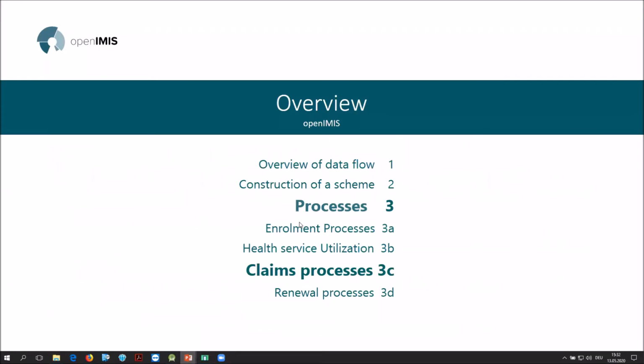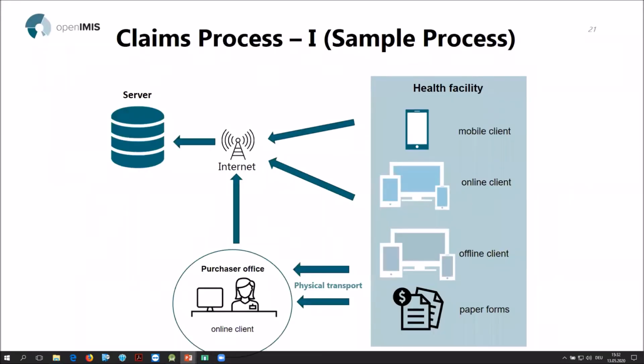which was the claims process. And here in the claims process, there's basically different ways in which claims are also being entered in openIMIS across different implementations. There are some cases where health facilities still fill up physical forms, paper forms, and then send it. And at the insurance office, there's someone who's responsible for entering the claim.